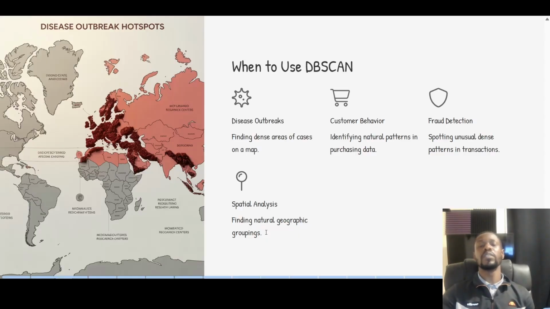So it's groupings that form naturally. We're not trying to manipulate the data in any way. Whereas with k-means, we are somewhat manipulating the data, saying, okay, this is the best fit. With density-based scan, we're just looking to see what the naturally occurring patterns are without any input from ourselves.